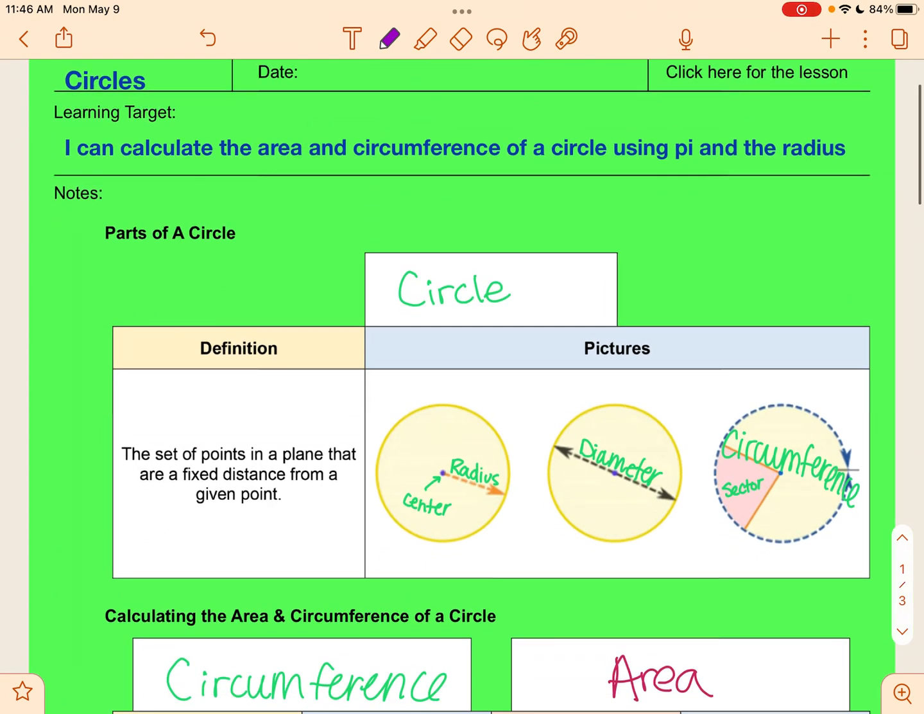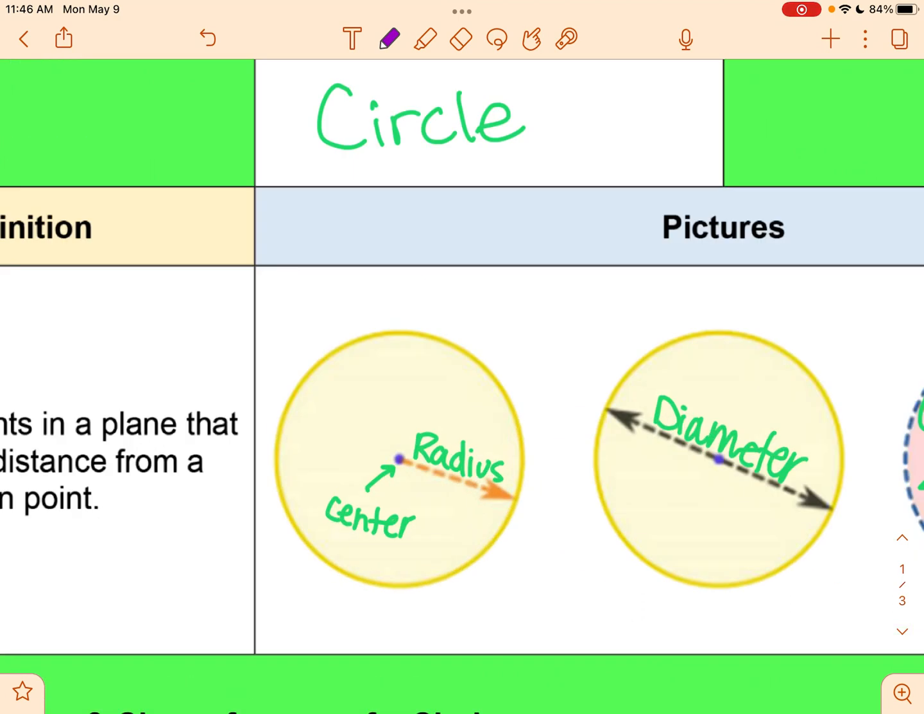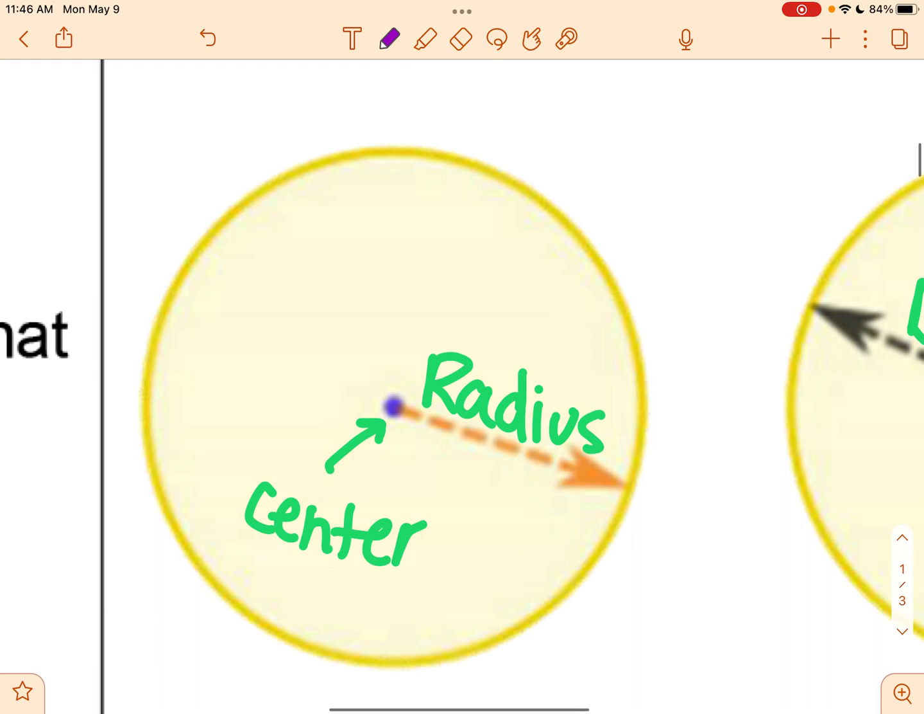Okay, so we have some different words for circle. A circle is the set of points in a plane that are a fixed distance from a given point. And remember, circles are circular, okay? So when we take a look, we have the center of a circle, which is right smack dab in the middle. And then we have the radius, which is halfway from our center to the outside of our circle. Okay, that is called the radius. Write that down.